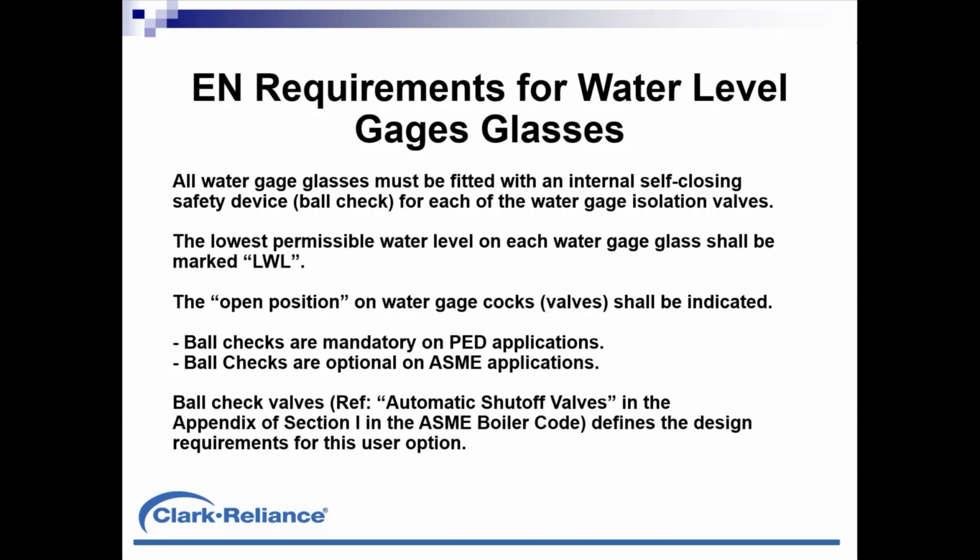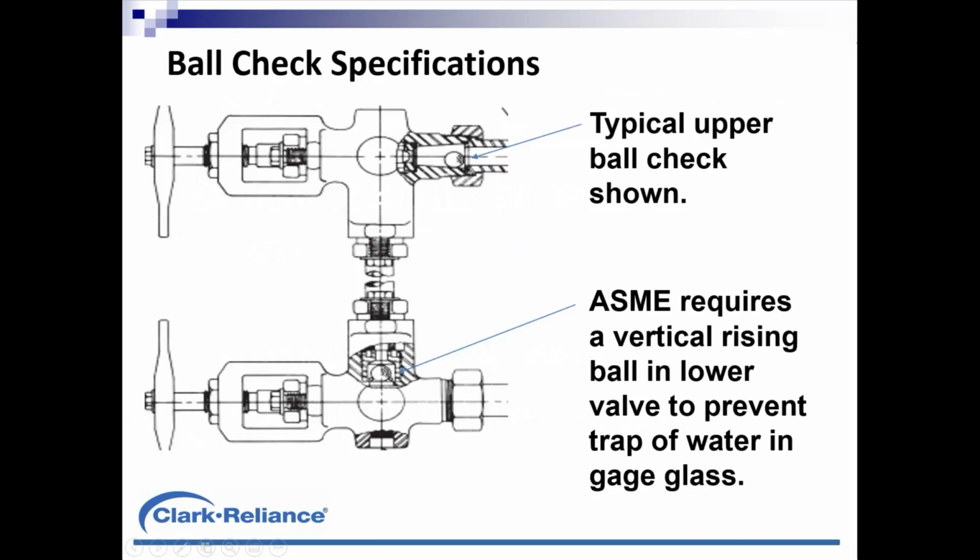Ball checks, also known as automatic shutoff valves, two words for the same thing. And when it comes to the ball check design as required by ASME, the ball in the lower valve must rise and fall vertically within the geometry of the valve. The upper ball in the upper valve can be designed such as this, where it rolls up and down what appears to be a bit of an angled ramp. But this upper valve is not permitted to have a 100% shutoff.